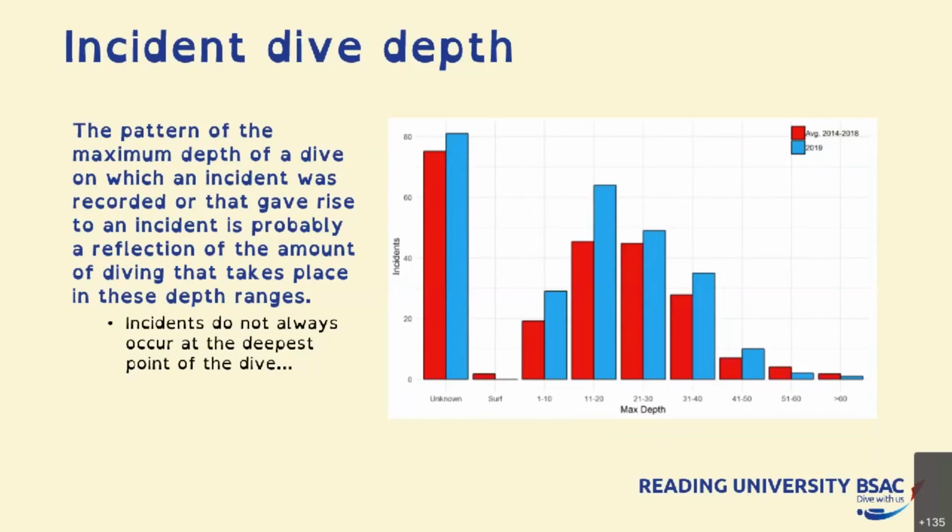What it means is that there are many hundreds, perhaps even thousands of dives happening in that range, and just by virtue of that number of dives occurring, there are going to be incidents associated with those depths. Now, an incident doesn't always occur at the deepest point of the dive. Indeed, it's often not on the super deep dives, the 51 to 60 meter ranges, that the incident happens at the deepest point. More often than not, they happen during the ascent or near to the surface, or indeed on the surface.